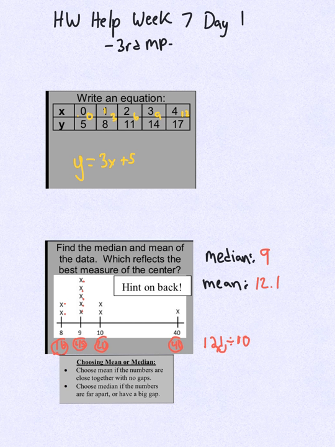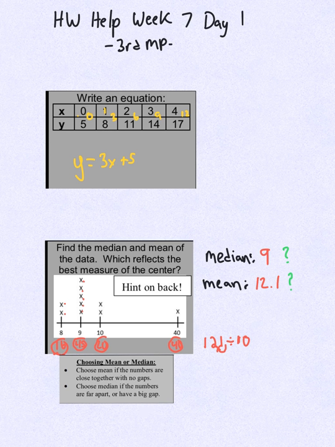Now here's the million-dollar question. It says which measure of center is the best? So is it going to be the median or is it going to be the mean? Now, I notice here it says the hint is on the back, and I'll read this. It's when do you choose mean versus median? You choose mean if the numbers are close together with no gaps. You choose median if the numbers are far apart or have a big gap.